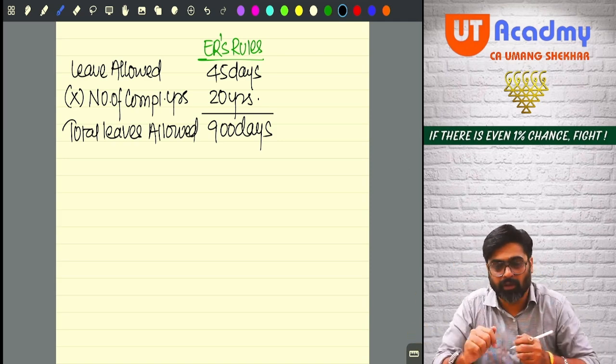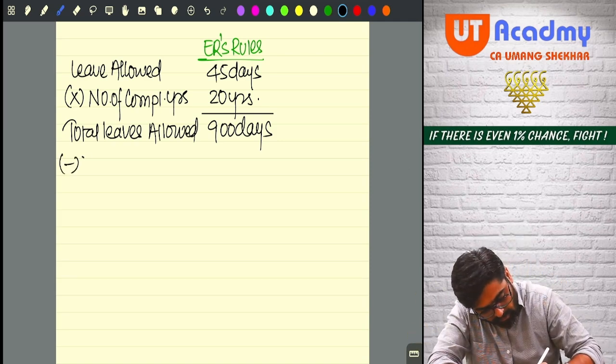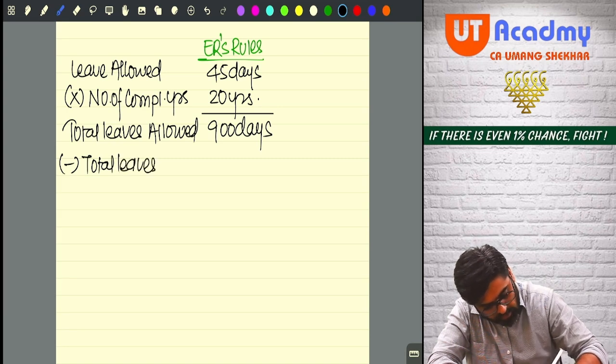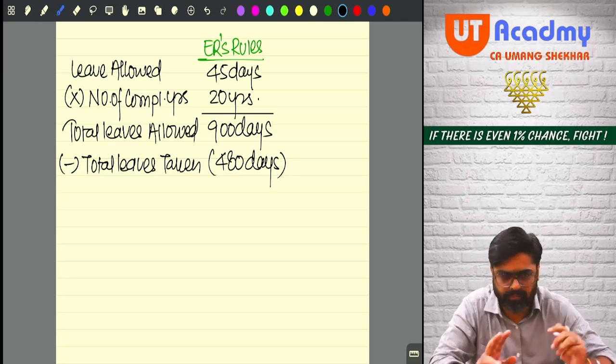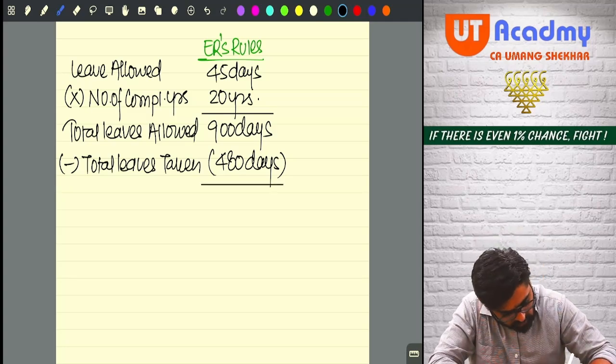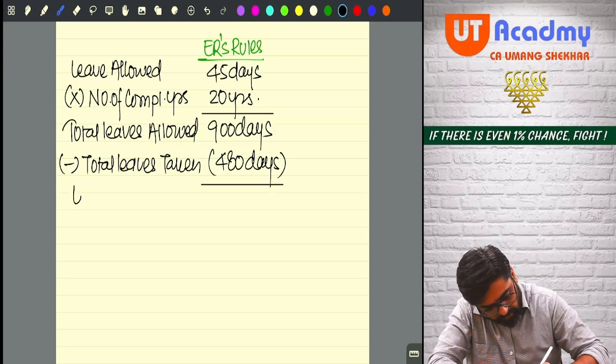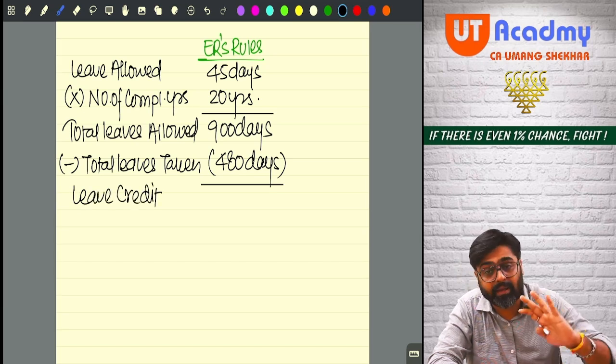That you reduce. So reduce total leaves taken. For example, total leaves taken was 480 days. How many days? 480 days. Example, huh? So how many leaves are still remaining? That is leave to the credit of the employee at the time of retirement.